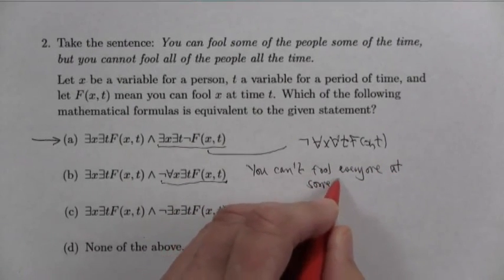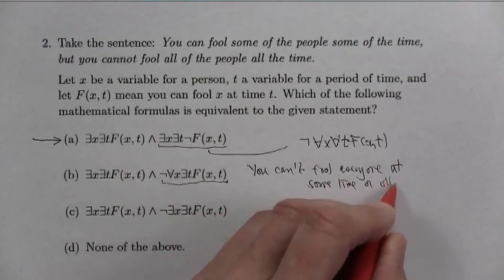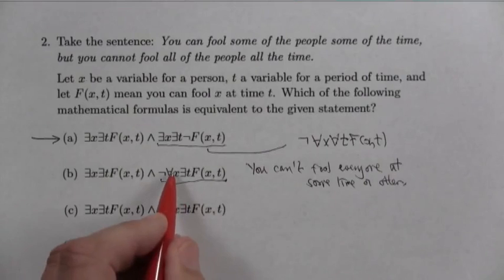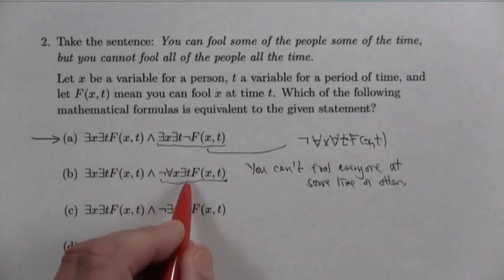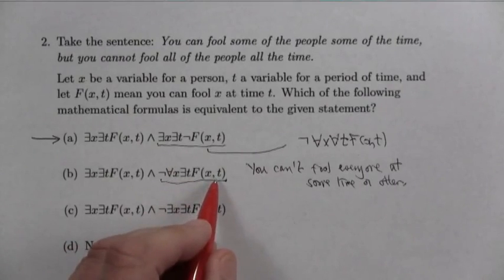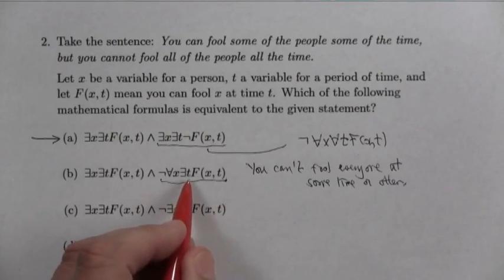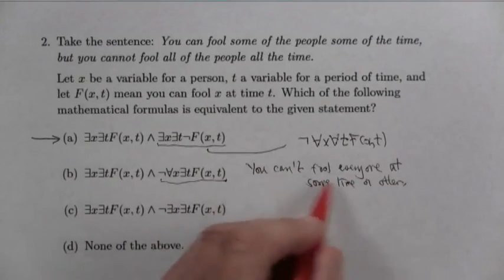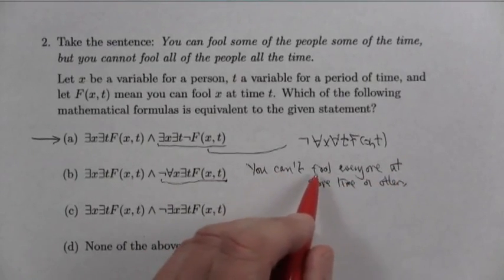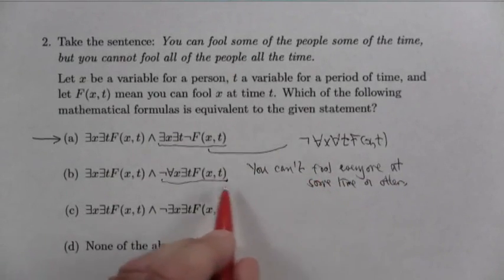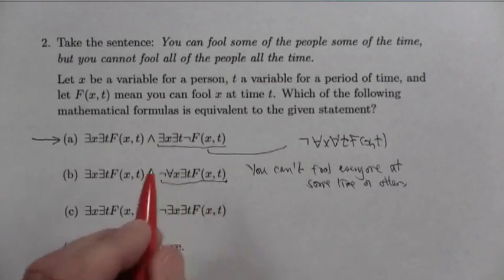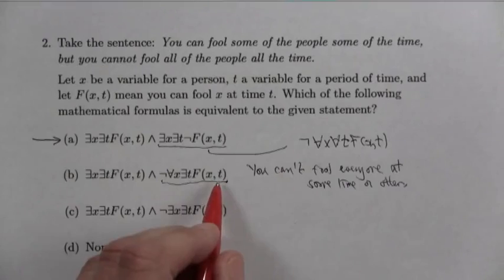Let's try something like this: at some time or other. Well, for everyone, it's the case that you can't fool them at some time or other. Really what it's saying is it's not the case for every person that there's a time when you can fool them. So, you can't fool everyone at some time or other. I can't think of a way of saying this that reads well in English and yet really captures this. But hopefully it's clear what the thing means. It's not the case that for every person there's a time when you can fool them.